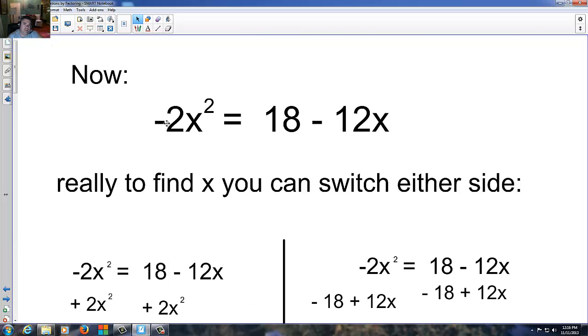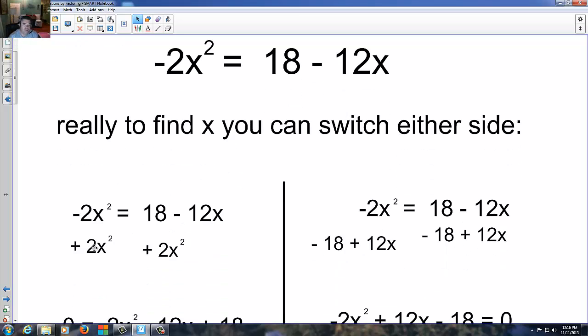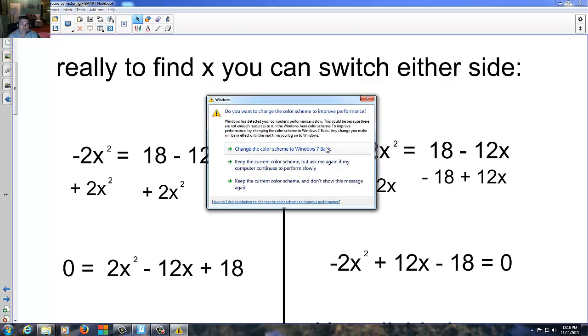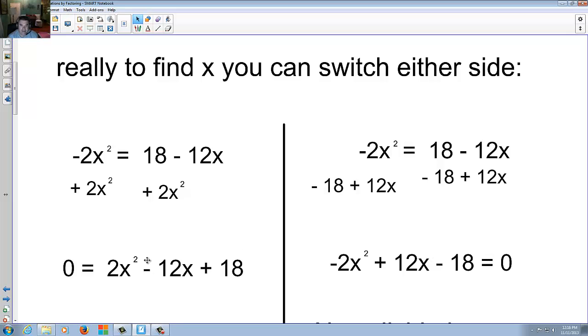Now you have this, negative 2x squared equals 18 minus 12x. Really, to find x, I said you could switch to either side. That's still true. It depends on what you want to do. I could just add 2x squared to both sides here. Or I could minus 18 and add 12x to both sides and move them all to this side. Either way, they are going to be the same x-intercept values.